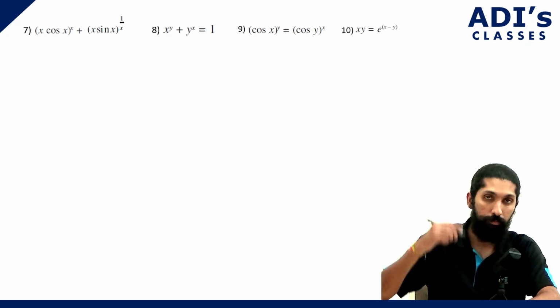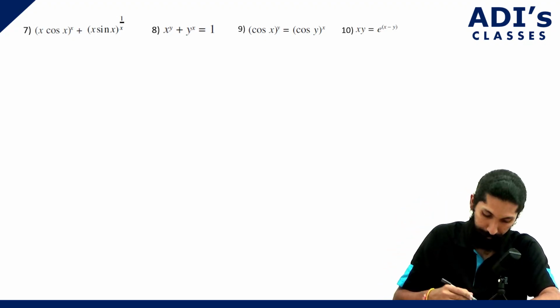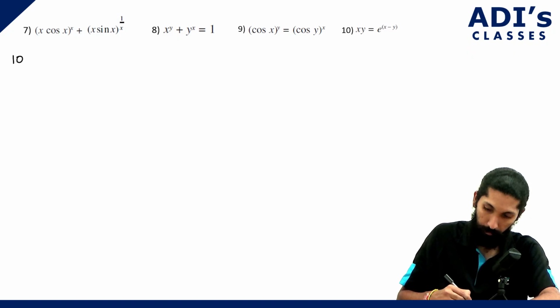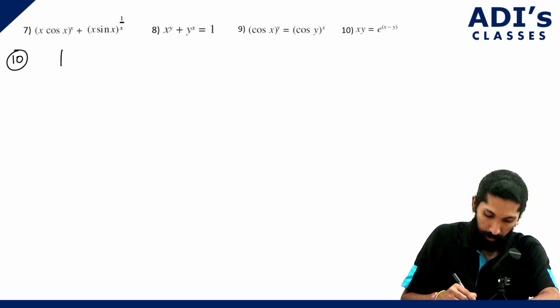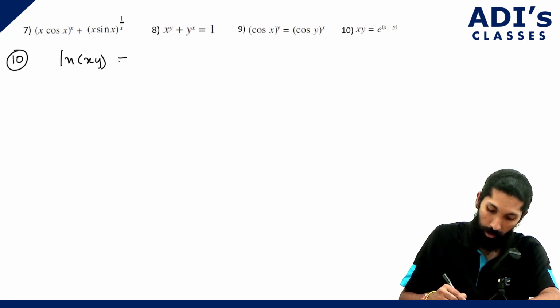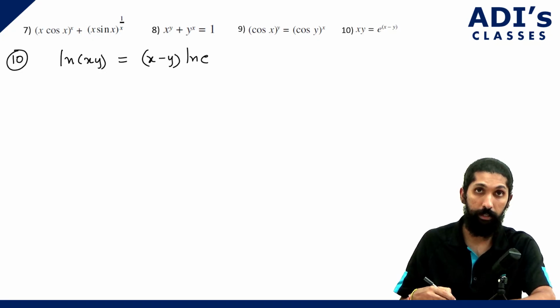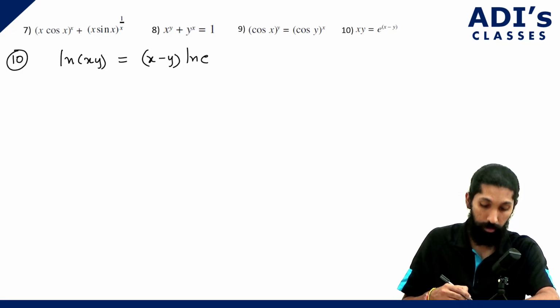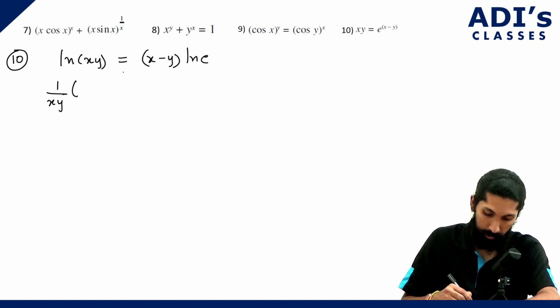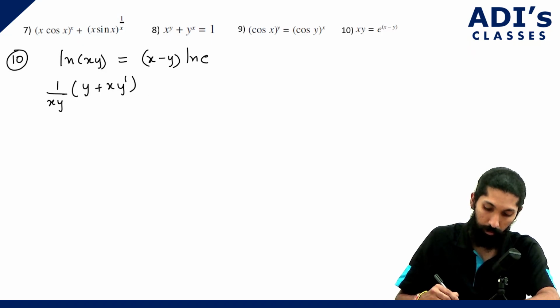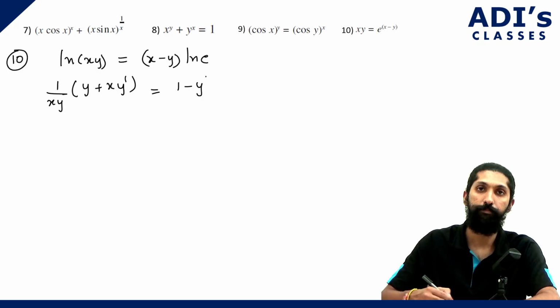So for the 10th one, now if you take log on both the sides, you'll get log xy is equal to x minus y into log e. Remember, log e is 1, right? So on the LHS, if you differentiate 1 by xy into, so you can write this as y plus xy dash is equal to 1 minus y dash. Fair enough? You need to get the value of y dash separately, isn't it?